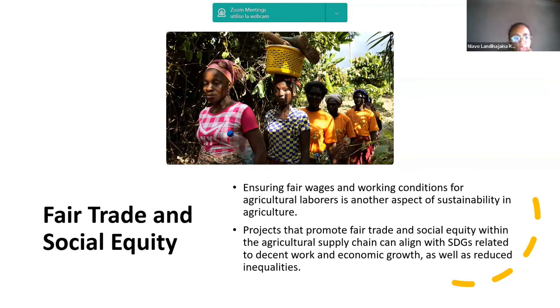And the last application in agriculture is fair trade and social equity. In fact, the Gold Standard can ensure fair wages and working conditions for agricultural laborers, which is another aspect of sustainability in agriculture. Projects that promote fair trade and social equity within the agricultural supply chain can align with SDGs related to decent work and economic growth, as well as reduced inequalities.